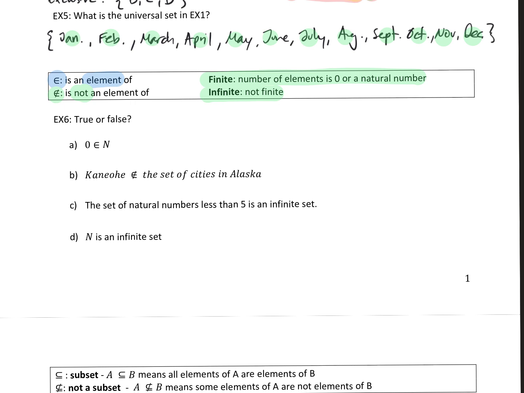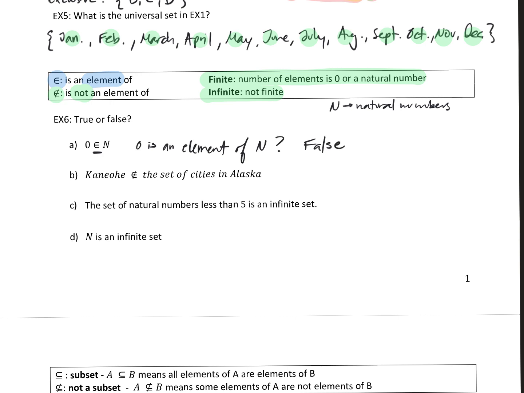So, for example 6, true or false. So for this first one, it is saying 0 is, what does that symbol mean? An element. So 0 is an element of, and what is this weird capital N? So that is some new notation. N is for the natural numbers, which we went over a little earlier. It's the counting numbers, 1, 2, 3, 4, 5, 6, 7, 8, 9, 10, and so on, just excluding 0. So is 0 an element of the natural numbers? The answer would be no, so this is false.